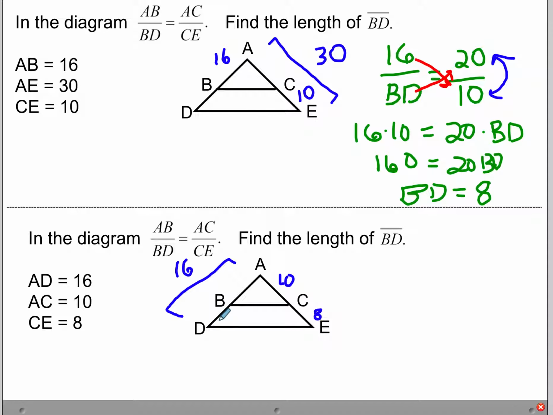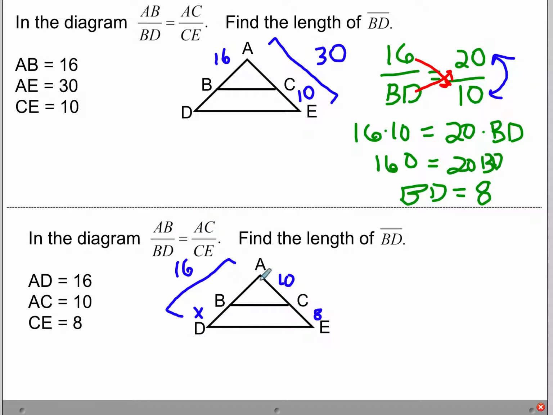Well, we're going to have to do some work. Let's say that I call BD x. Since I don't know it, I can call it whatever variable I want. Why does that help me? Well, because I might be able to use that to write this proportion and then solve.